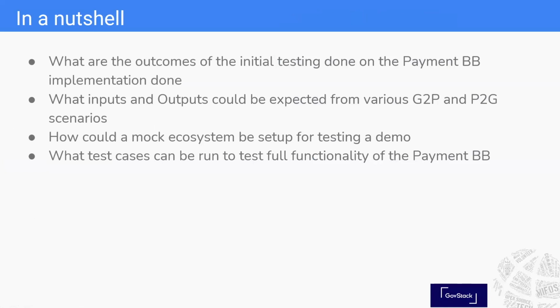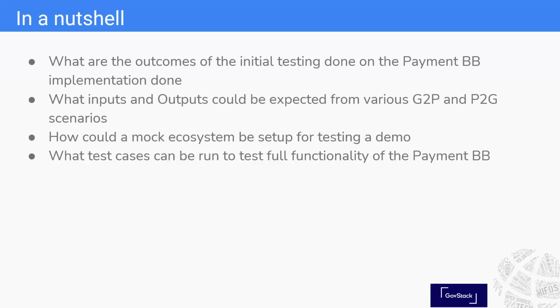So coming to the end of it, please also let me know if you would want, we've talked about the various APIs and the inputs and outputs that they want, but if required, we could also go into the document and go through the APIs and discuss their inputs and outputs. But so far, just to summarize what we've done in this presentation: we have gone through the outcomes of the initial testing that was done on the payment building block during its implementation. We've shared those results with you.